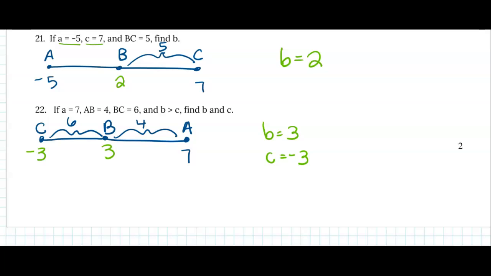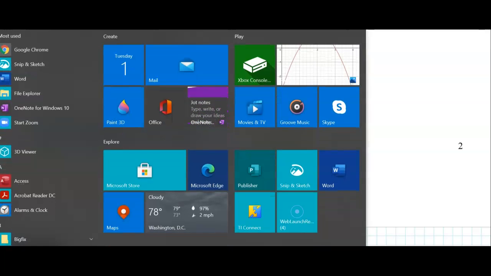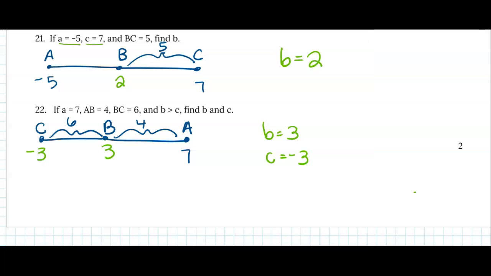22 is a little bit trickier, but with a little common sense, it's not too bad. So since they told us that A is at 7 and AB is 4, and then BC is 6, we can have that stuff. But knowing that B is greater than C means that A has to be the greatest coordinate at the right, because C has to be the furthest to the left so that B can be a greater coordinate than it, giving this picture in blue.